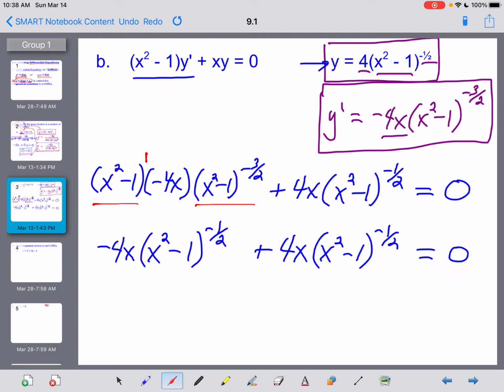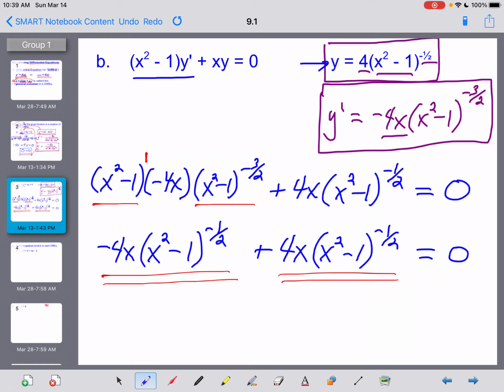Well, what I just noticed, and I hope that you guys did too, these two terms are like terms. They both have an x. They both are multiplied by x squared minus 1 to the negative 1/2 power. So we would simply add their coefficients in order to combine them. But not only are these two terms like terms, they're opposites of one another. They're exactly the same, other than the fact that the first term is negative and the second term is positive.